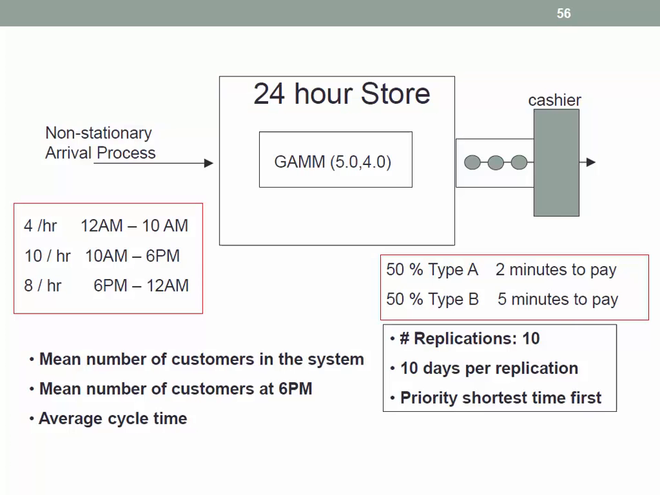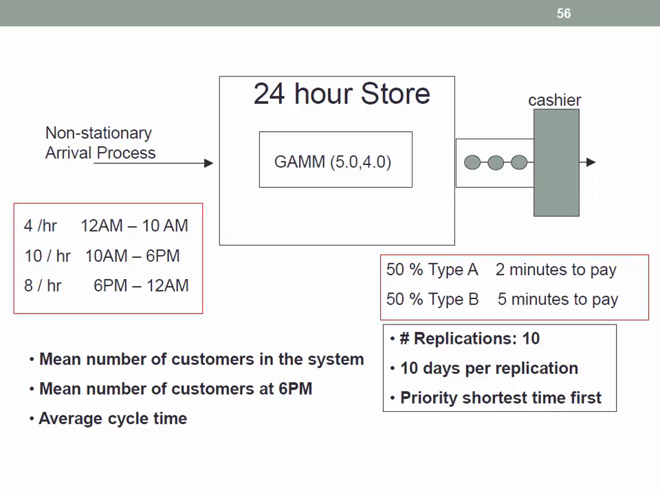So here's the example. We're going to model a store that is open 24 hours. What we basically have here is a non-stationary arrival process that is going to be changing throughout the day. The customer will arrive at the store, spend a certain time in the store wondering and finding out what they're going to buy, and that is represented by this gamma distribution.